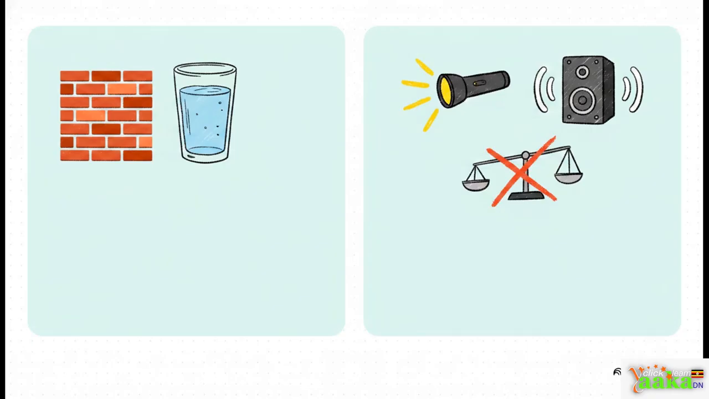Now, it's pretty easy to point at a piece of chalk, a brick, or a glass of water and know it's matter. But think about light or sound. If you shine a flashlight or shout across a room, you're definitely producing something, right? But light and sound are not matter. Why? Well, try putting a shout on a weighing scale. You can't. And light doesn't take up physical space in a container. They are actually forms of energy, not matter.